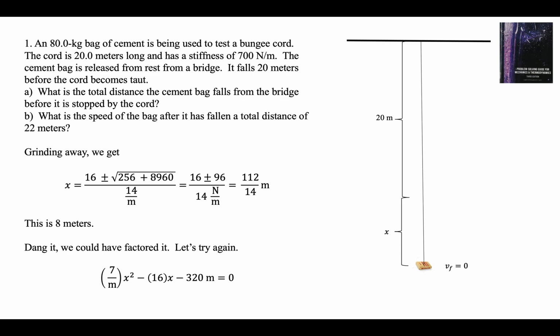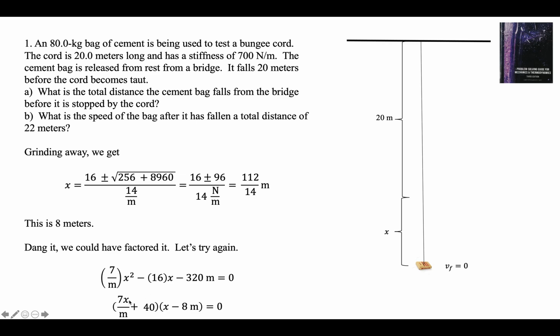Now here we know the answer is 8. So we can write x minus 8 meters as one of the terms. What's the other one? Well, to get 320 meters as the constant, that's the last term, this term has to be 40. That's the only way to get 320. And then we have a 7x squared that we need, and here's an x. So this has to be 7x over meters. Okay, now let's see if it works.